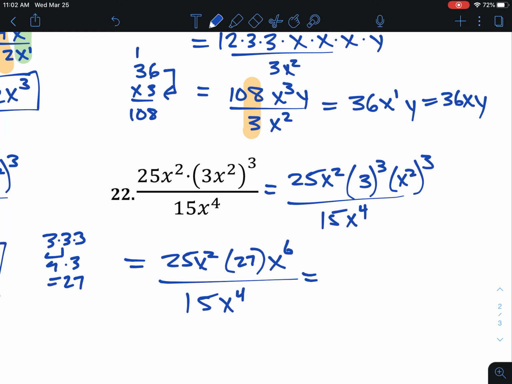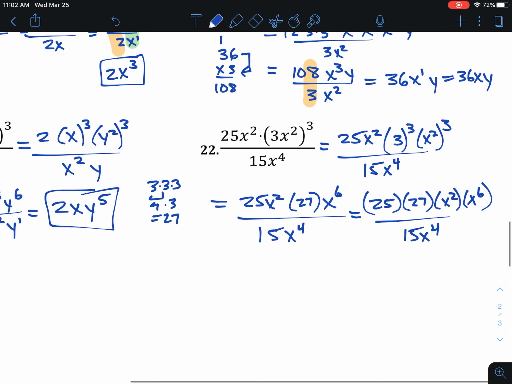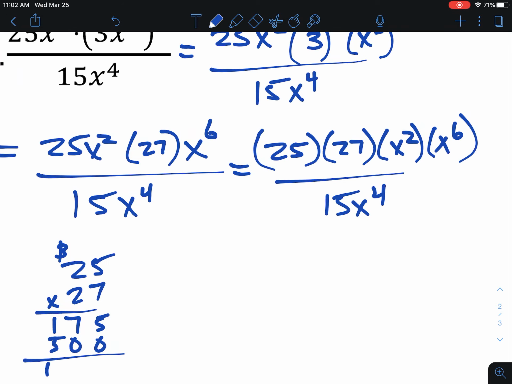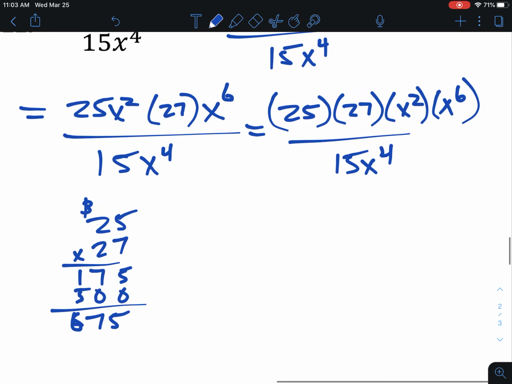This is going to take a little bit of extra work here. Put the numbers together. So 25 times 27. And then x squared times x to the 6 all over 15x to the 4th. Okay, we're getting there. So 25 times 27, let's multiply those first. 7 times 5 is 35. 7 times 2 is 14 plus 3 is 17. And then put your 0, 2 times 5 is 10. 2 times 2 is 4 plus 1 is 5. So this is 675.